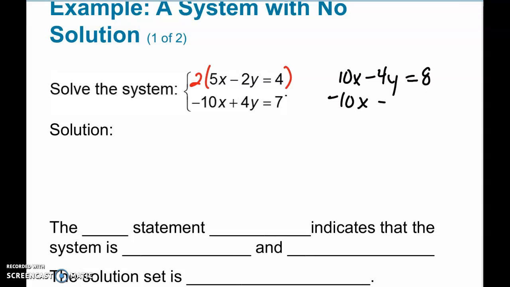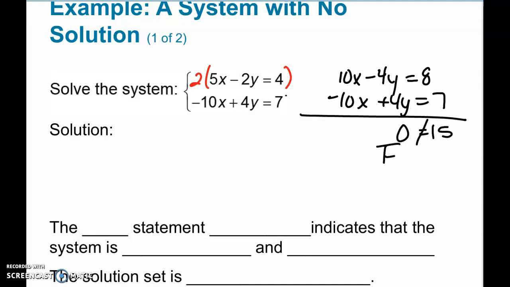And now when I go to add them together, everything eliminates on this side. I end up with 0x, 0y, I get 0 is equal to 15. Is 0 equal to 15? No. This is a false statement. 0 cannot be 15. So if you get a false statement, then you're going to say there's no solution.